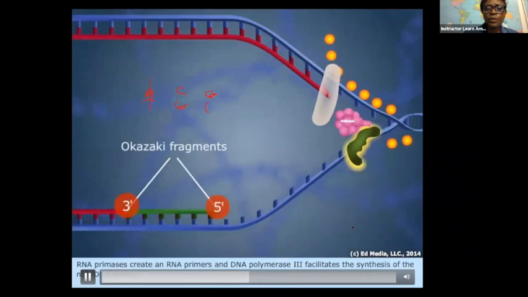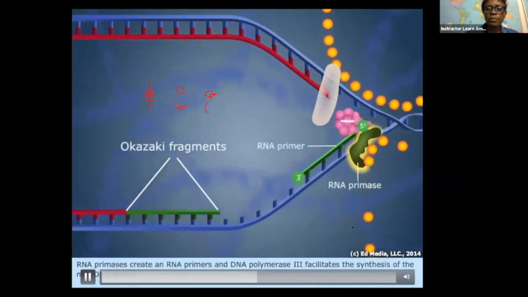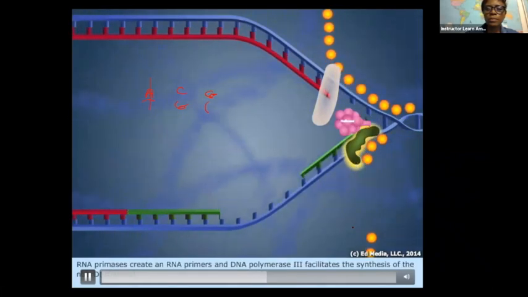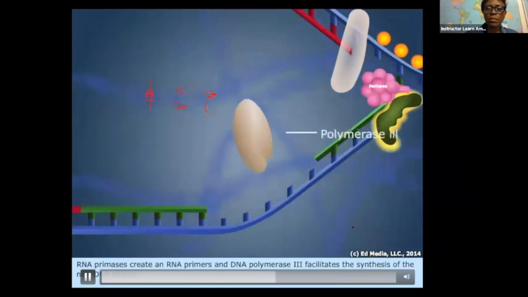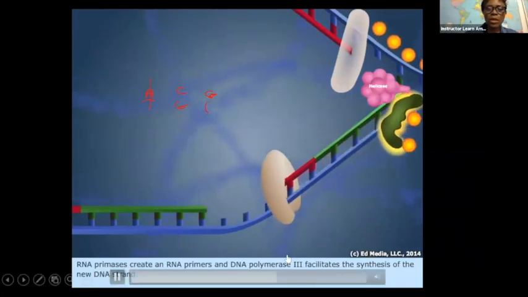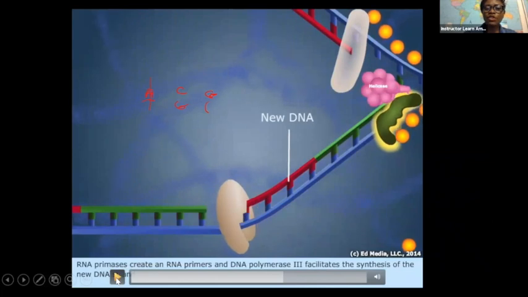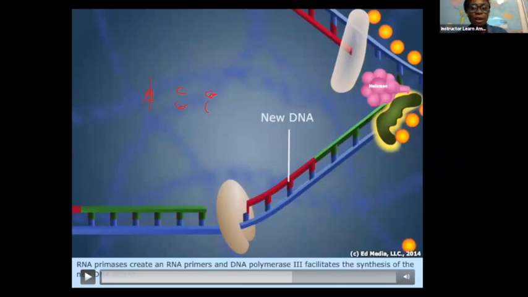That will be discontinuous. RNA primase creates RNA primers, and DNA polymerase 3 facilitates the synthesis of the new DNA strand. This section might be getting a little ahead, because later I want to come back to the RNA polymerase, when we talk about transcribing into RNA. You can see here the new strand is also being formed, which will close up the bottom.